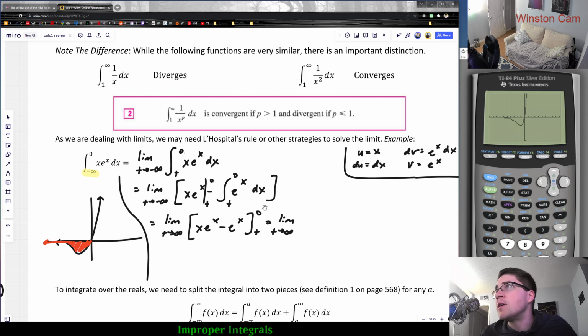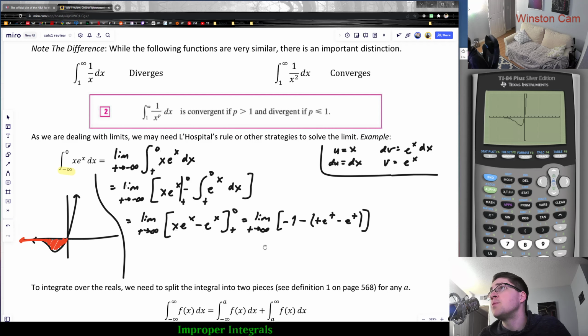Careful with 0 because 0 times anything is 0, but e to the 0 is actually going to give us 1, so that part is -1. And then that's all going to be minus plugging in t. So it will be minus t e to the t minus e to the t. And all of this, we would need to know the limit as t approached negative infinity. Sorry, my negative has disappeared because my pen is a little bit too thick. But there should be a negative on there.